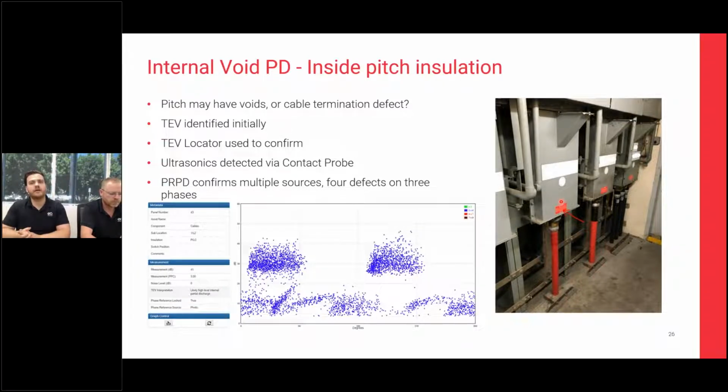We did the time of flight location. Once again, it pinpointed it to come from here, and pointing into the switchgear was the height. What we then did was use the ultrasonic contact probe and placed it right where the cables would trifurcate.